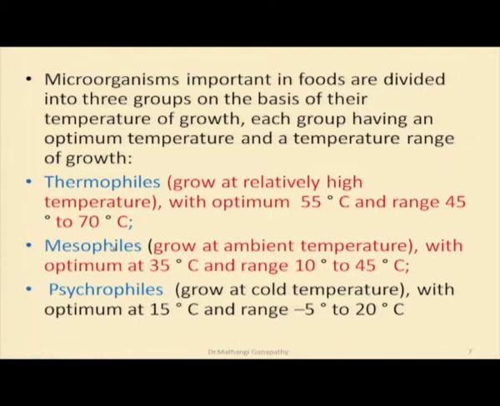The mesophiles grow at ambient temperature with optimum at 35 degrees centigrade and a range of 10 to 45 degrees. Then the psychrophiles grow at cold temperature with optimum of 15 degrees and a range of -5 to 20. So, in all these cases the optimum is one value, but the range is a broader area. Depending upon this broad range is where we consider food preserving or storing temperature.